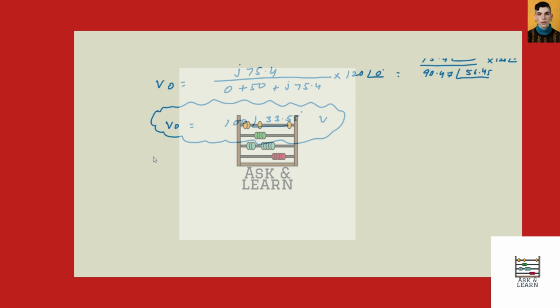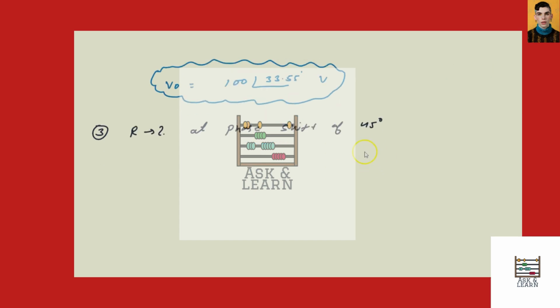So this is the output voltage when the resistance is at its minimum value. Fine. Now in the third case, we have to calculate the value of R at a phase shift of 45 degree.